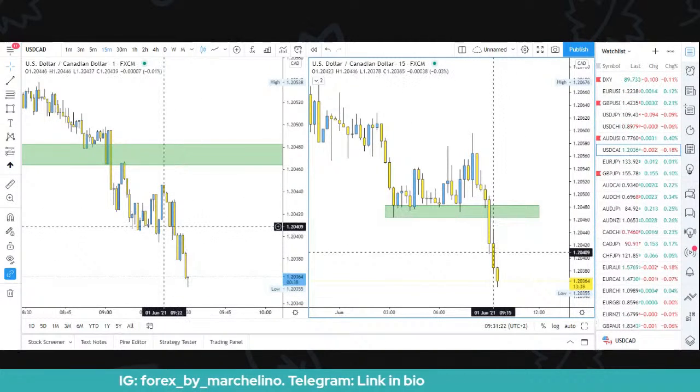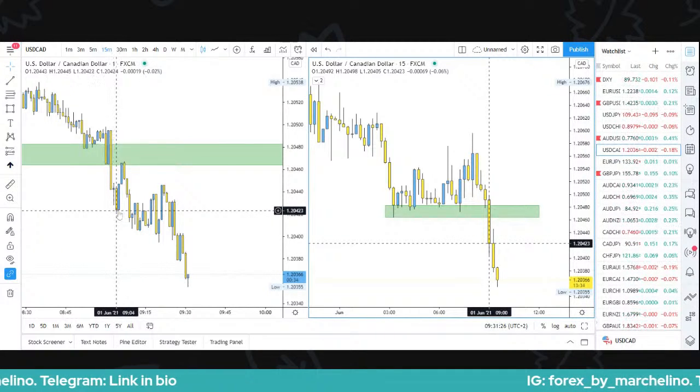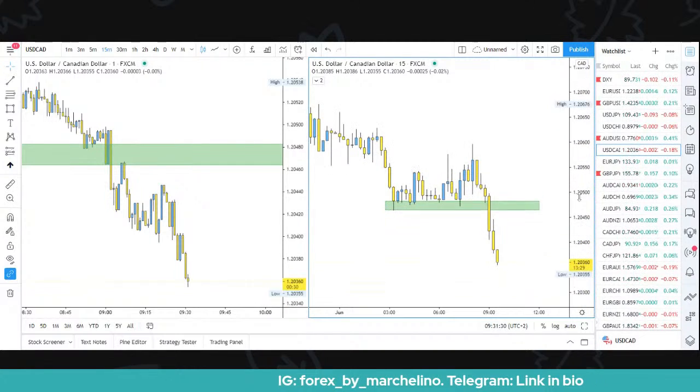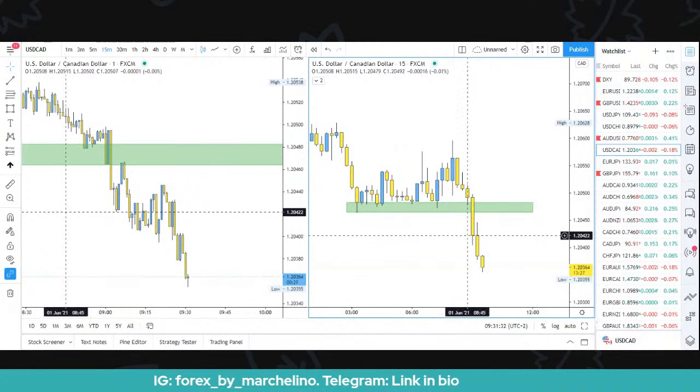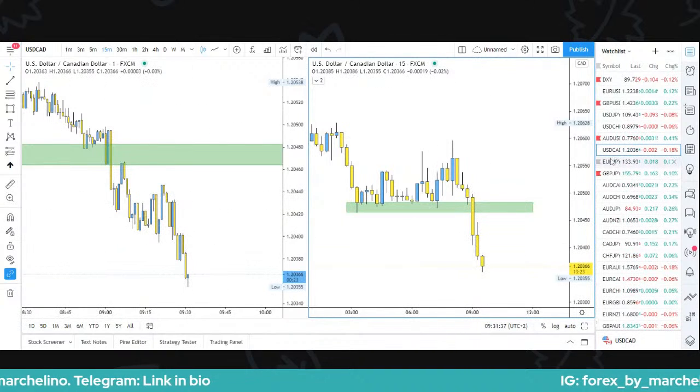USD CAD is looking the epitome of beauty actually. USD CAD is looking really, really beautiful, like we're gonna tumble. We are tumbling actually. The entry was there. Remember I missed it because I saw it was going down first.